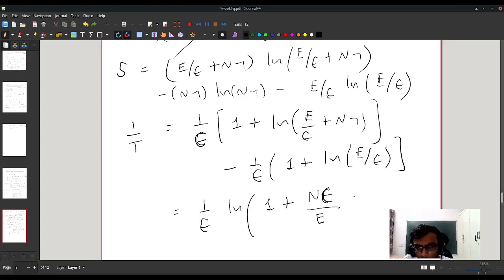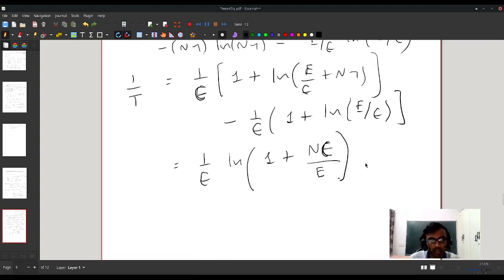Of course we have this epsilon by E term, but E is extensive, and so in the thermodynamic limit E would be proportional to N, and we can drop this term. Then e to the epsilon by t is going to be 1 plus N epsilon by E.